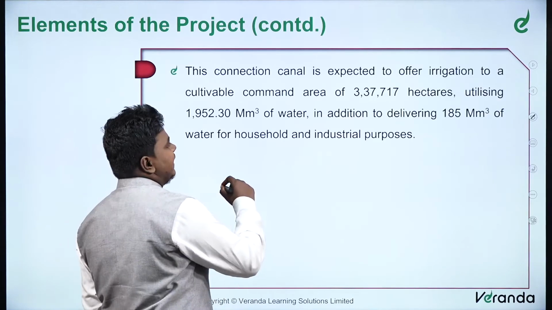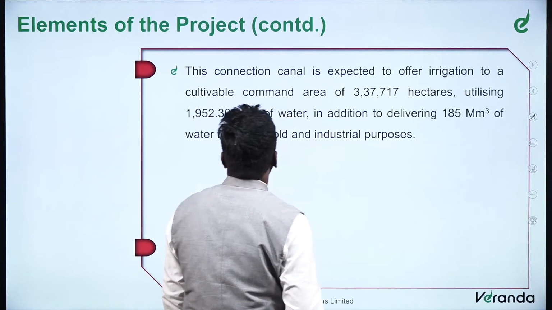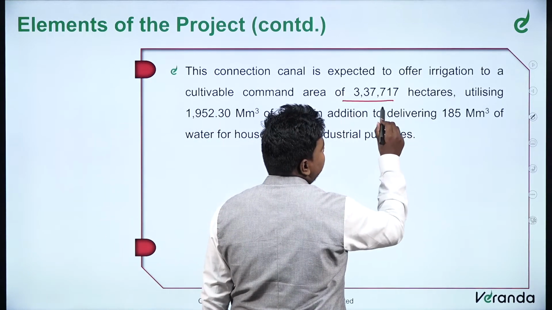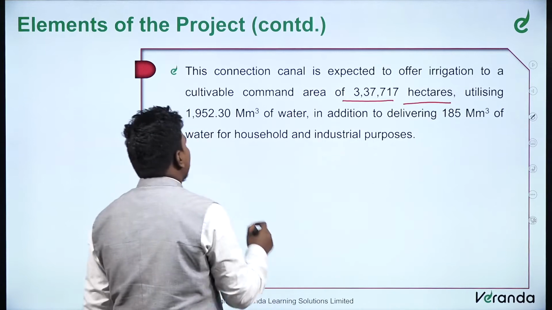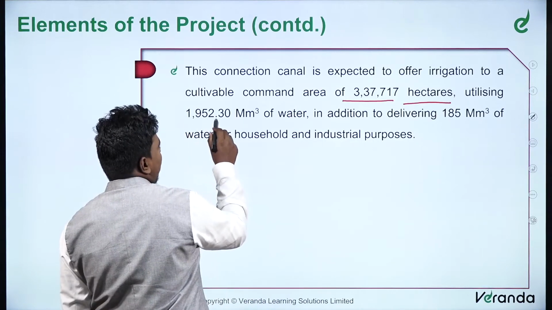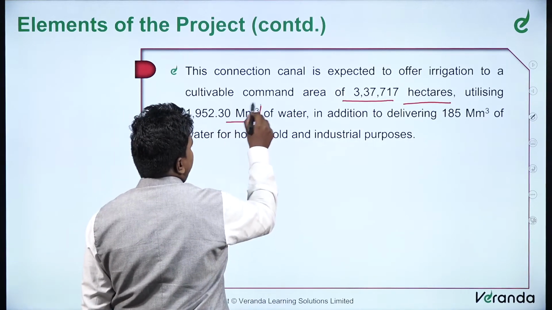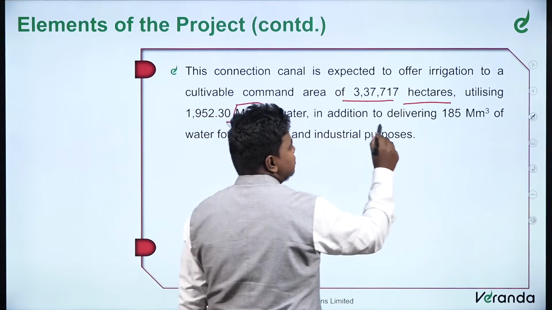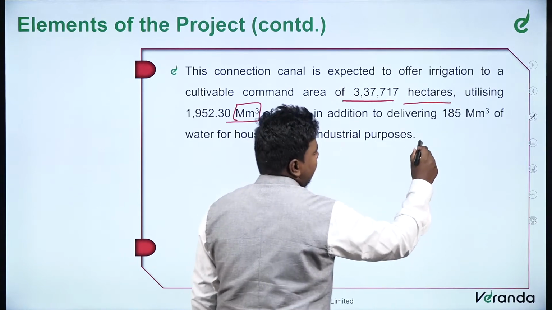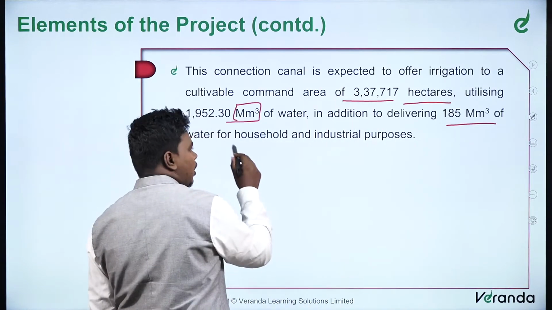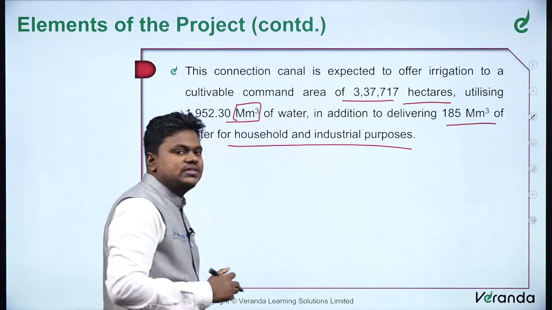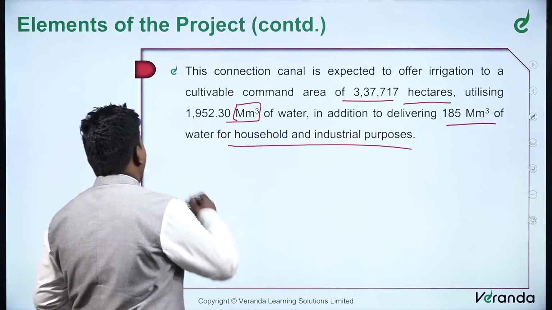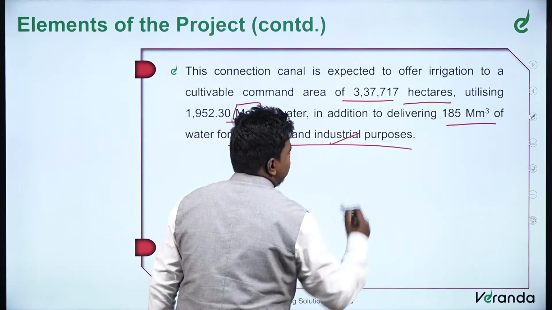Further, this connection canal is expected to offer irrigation to a cultivable command area of 3,37,717 hectares, utilizing 1,152.30 mm cube of water, so million metric cube of water, in addition to delivering 185 mm cube of water for household and industrial purposes. So, this project will not only benefit farmers, but it will also benefit households and industrial purposes.